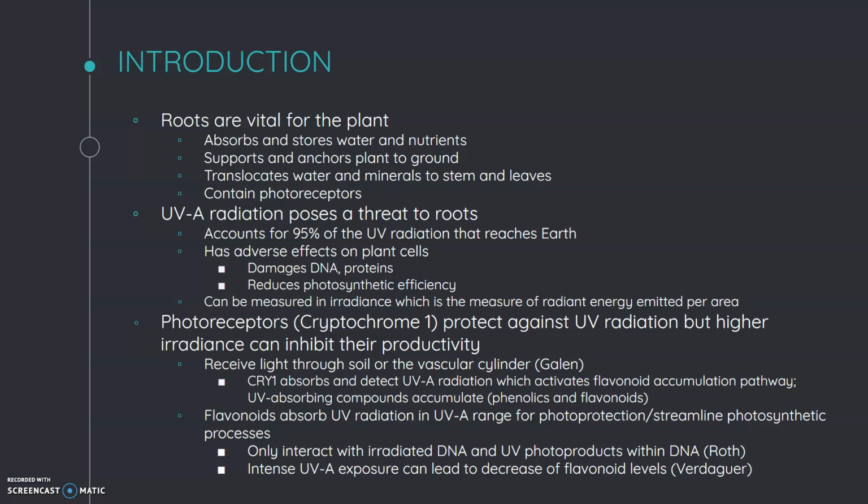And then the flavonoids and the phenolics are able to absorb the UV radiation in the UV-A range for photoprotection, which thus streamlines the photosynthetic processes and protects them. However, in previous studies, flavonoids only interacted with irradiated DNA and UV photoproducts within the DNA, and they noticed that intense UVA exposure could lead to a decrease of flavonoid levels.